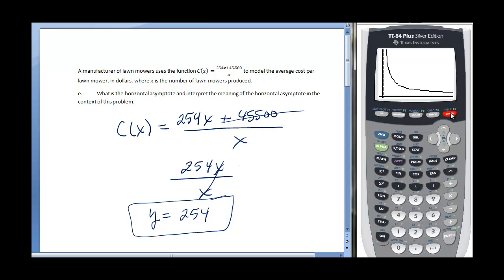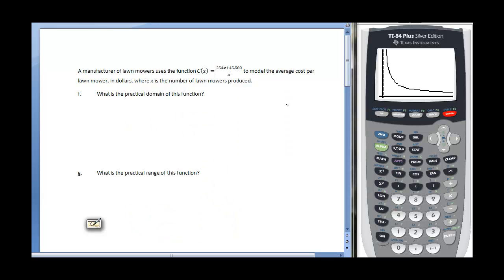Let's look at the domain and range for this function. If we were just going to look at the domain and range, and if this was not in context, then I'm going to say not in context.